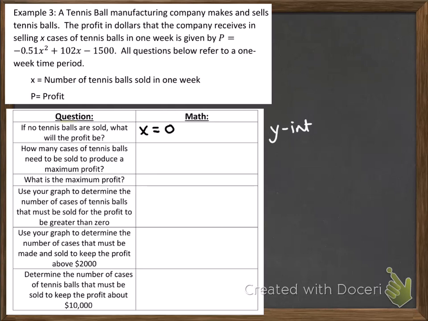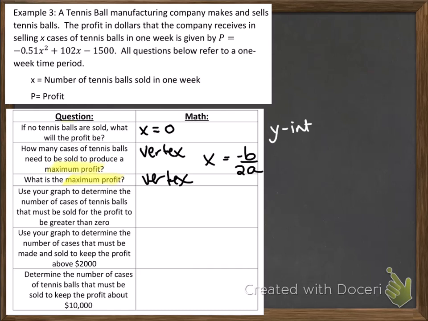Okay, then the next two talk about maximizing profit. Anytime you're talking about maximizing or minimizing something, that should set alarm bells off in your head and say, wait a minute, we have to find the vertex. And you might even go a little bit further and remember that the equation for the x value of the vertex is negative b over 2a. Okay, so let's keep going.